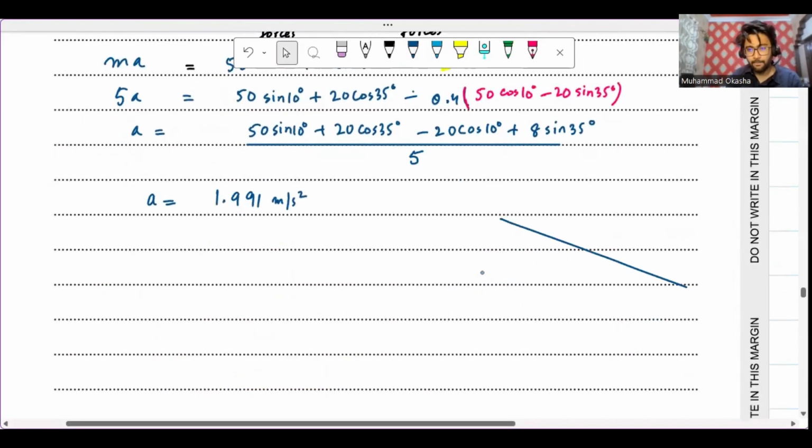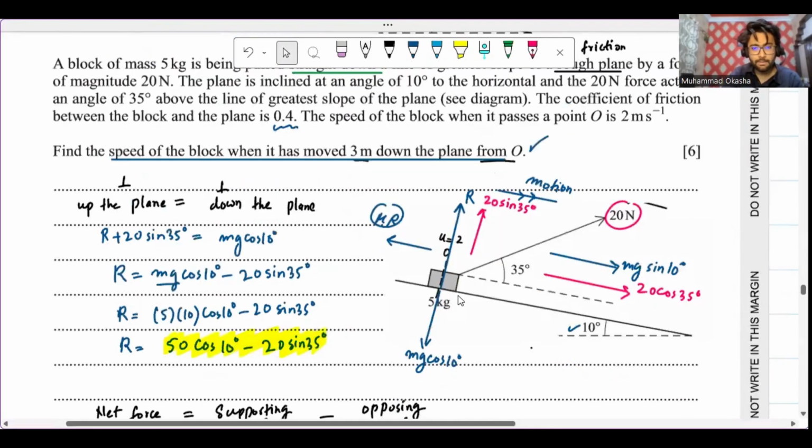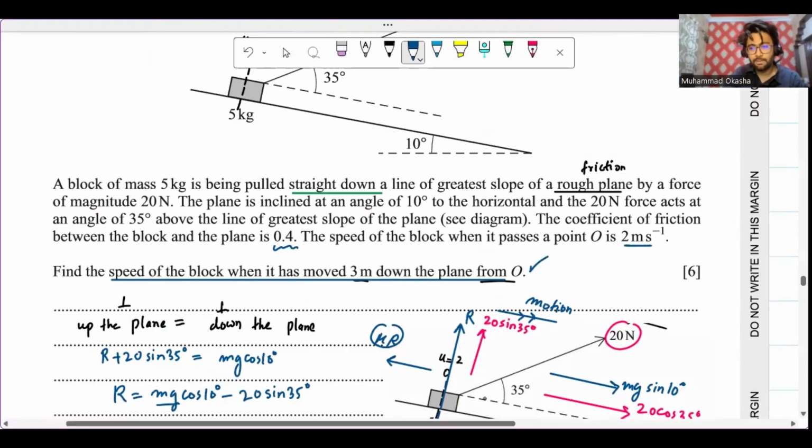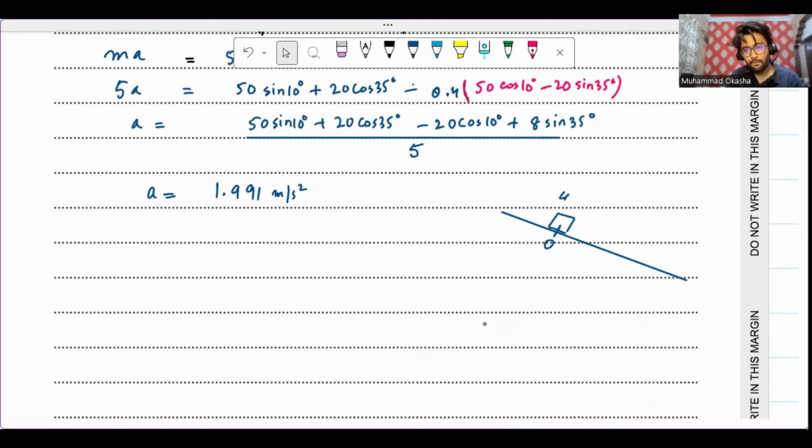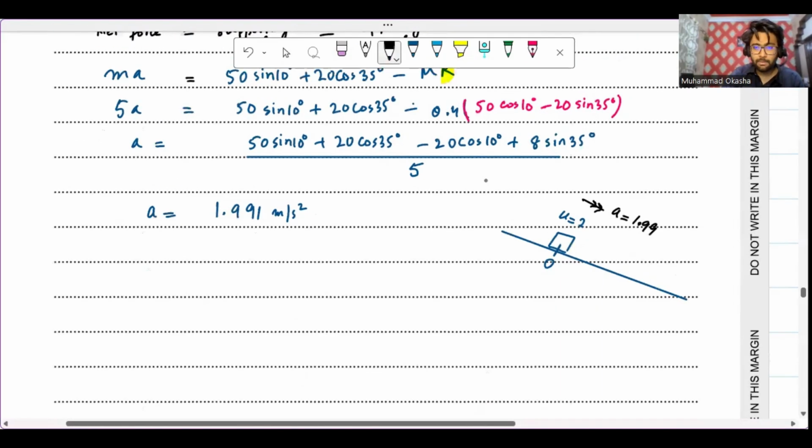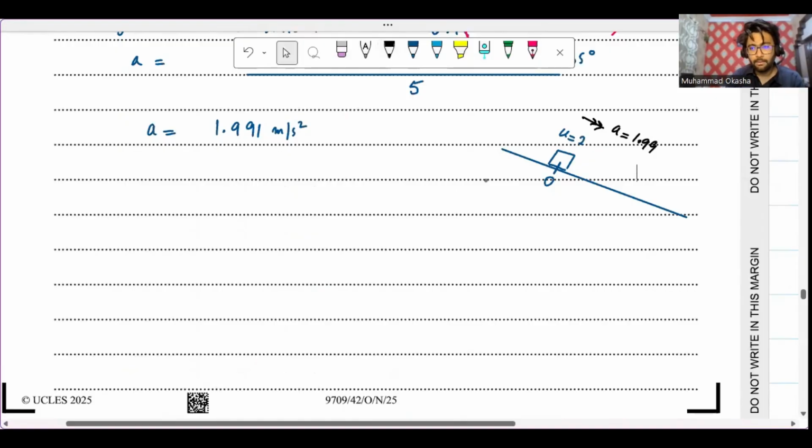That's a plane, right? You have a block passing through, let's say this is point O. At this point, what's the velocity? Its initial velocity is 2 meters per second. Its initial velocity is 2, and it is moving down the plane with an acceleration of 1.99 meters per second squared. And it traveled how much down the plane? It traveled 3 meters down the plane. So it traveled a distance of 3. What will be the value of the final velocity?